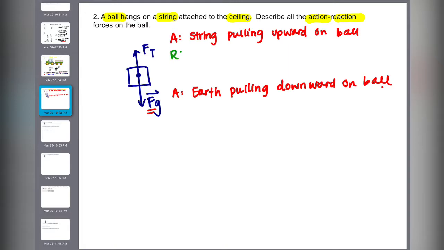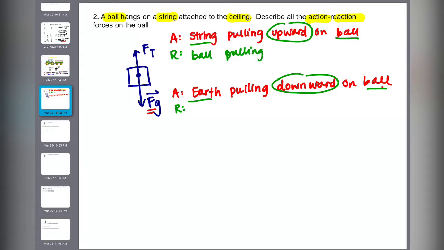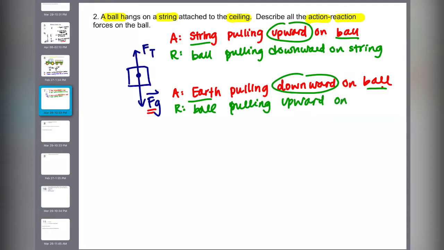Now let's look at the reaction forces. As we talked about, you swap the objects and change the direction. So the ball is pulling downwards on the string, and the ball is pulling upwards on the earth.